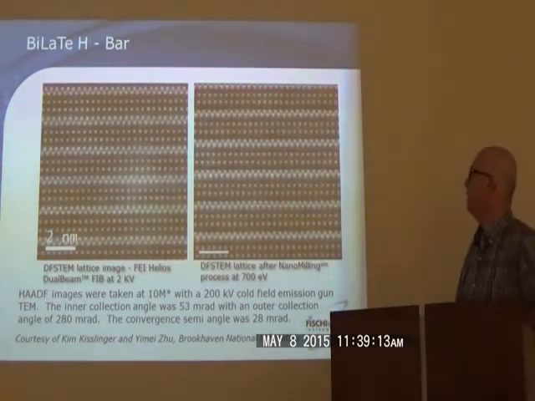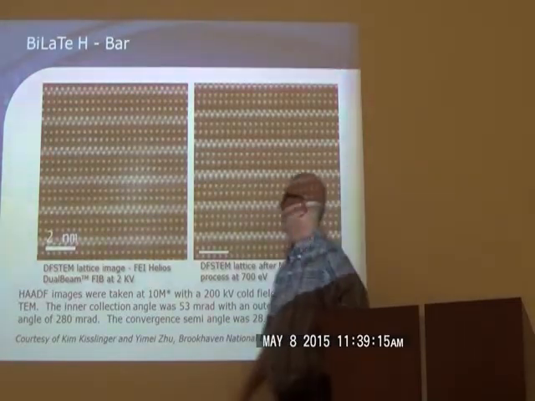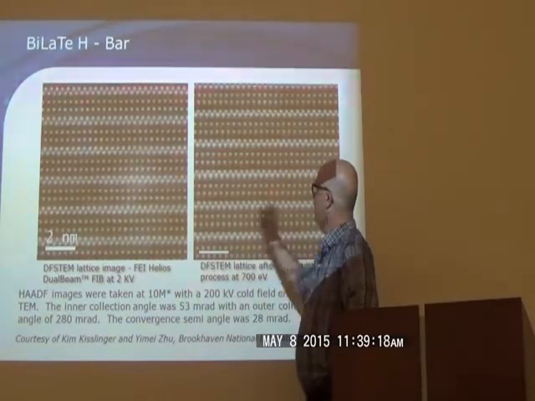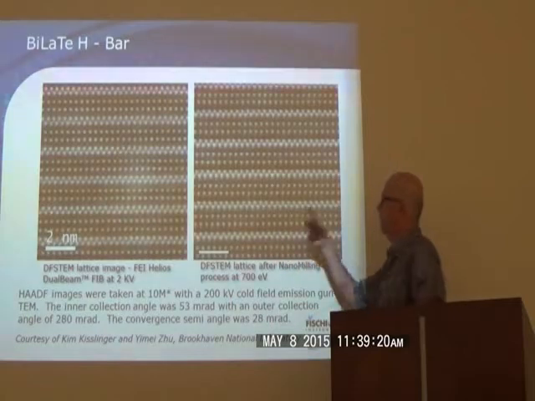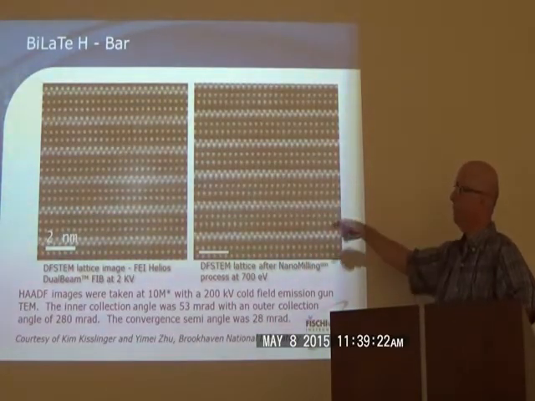This is just to show an H-bar before and after, just to show a different type of FIB sample. It's often difficult to do. We were talking about redeposition, these particular samples, because of the geometry.